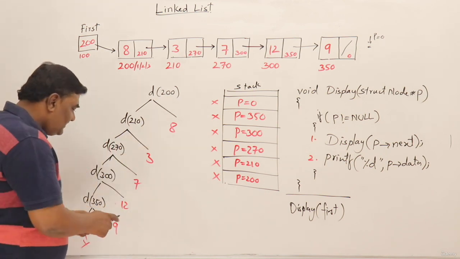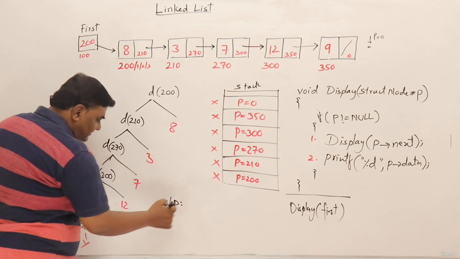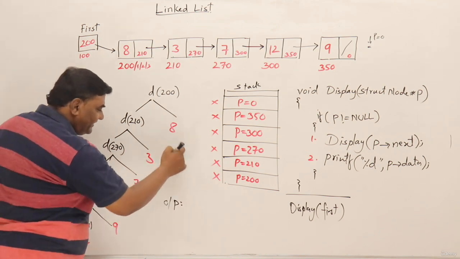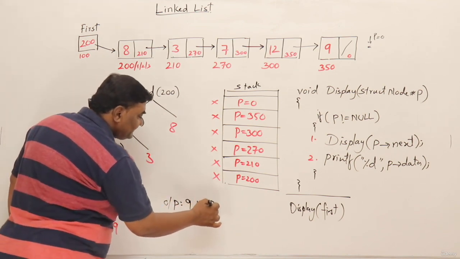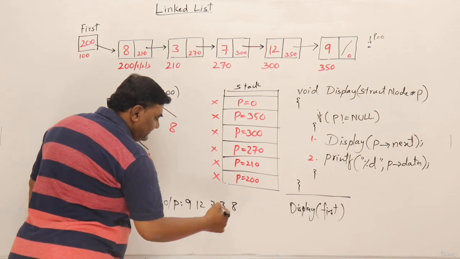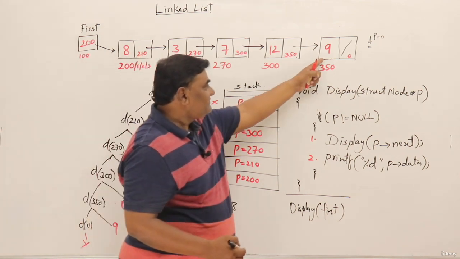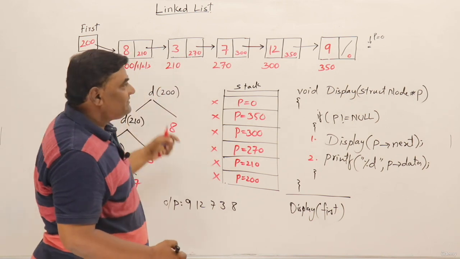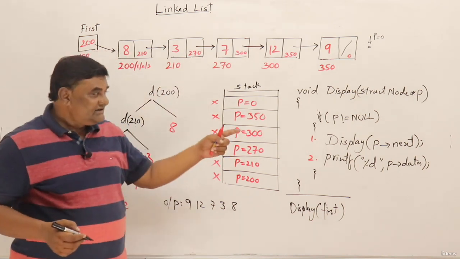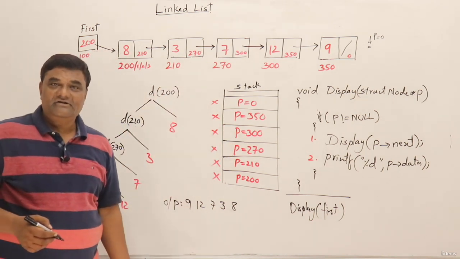So what is the output? Output is 912738. So these are the values printed. So these values are in reverse. Yes, it is displaying a linked list in reverse.